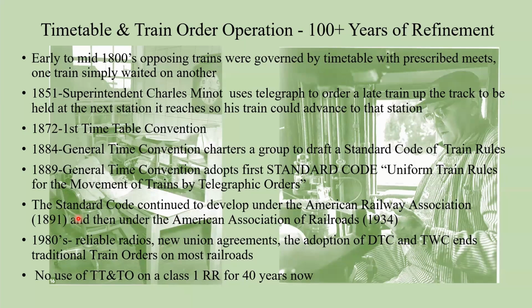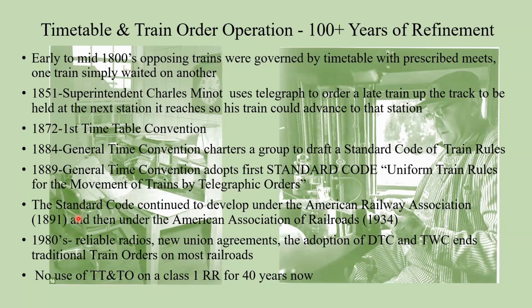In 1872, railroads got together and had the first timetable convention. They said, we need to standardize some of this stuff. In 1884, they chartered a group to draft a standard code. In 1889, they adopted the first standard code of uniform train operating rules for the movement of trains by telegraphic orders. The standard code continued to develop under the American Railway Association starting in 1891, and under the Association of American Railroads in 1934.